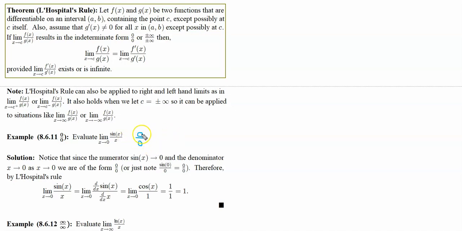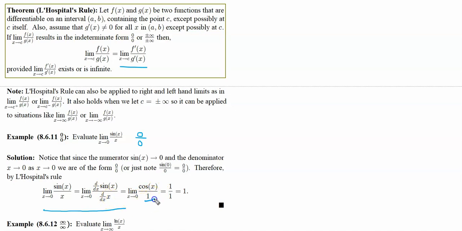Alright, so it is definitely of this form. So now what we have to do is just take the derivative of the top, derivative of the bottom, and see if we get a limit. So that's exactly what we're doing right down here. You notice we evaluate the limit as x approaches 0 of the derivative of the numerator divided by the derivative of the denominator, right? That's the f prime over g prime part right here. And the derivative of sine is cosine. The derivative of x is just 1, of course.